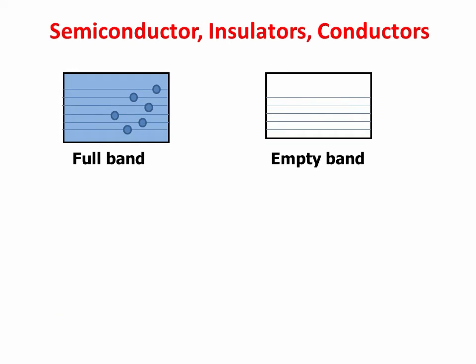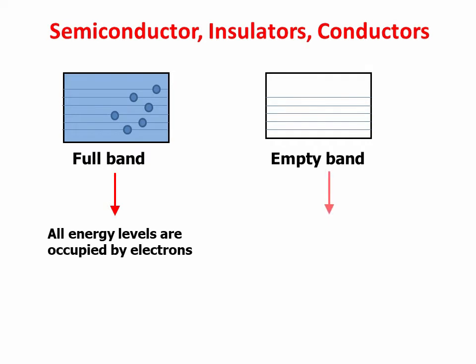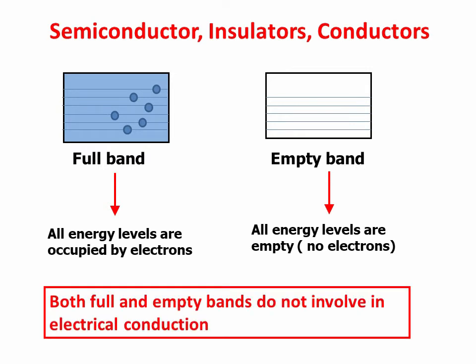In all the types, if all energy levels are filled with electrons or empty, they do not involve electrical conduction. So, let us see the first figure. Each energy level is occupied by electrons in the band, that is a full band. That band is occupied by electrons. Next, in the case of the second diagram, it is an empty band, all the energy levels are empty, no electrons present there. But these two are not involved in electrical conduction.